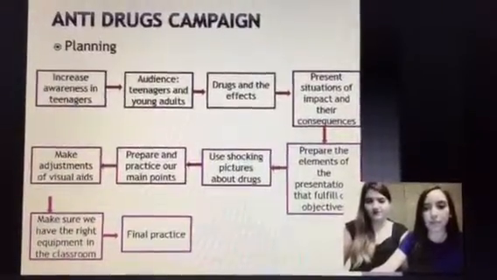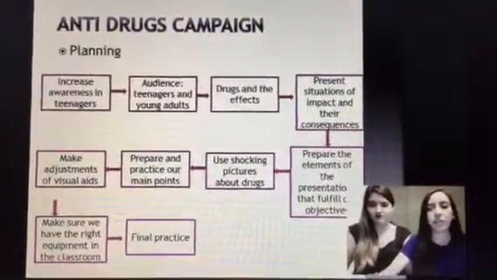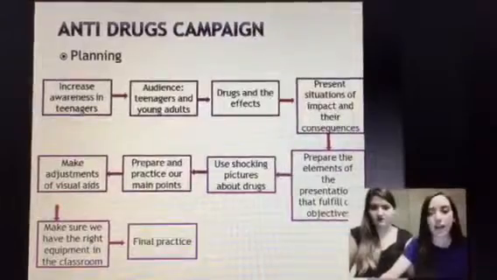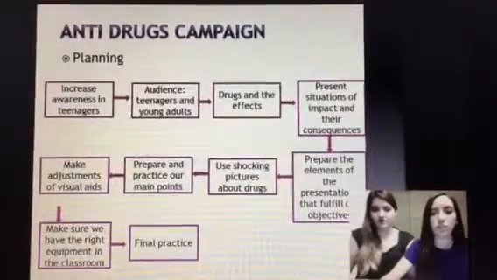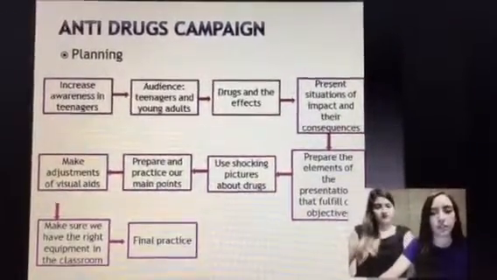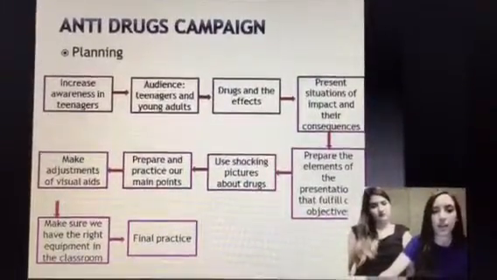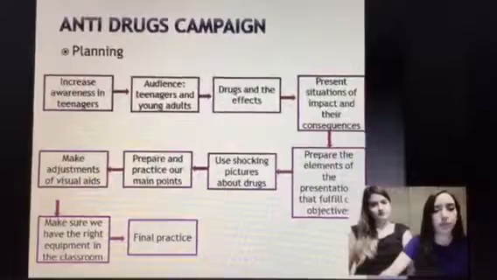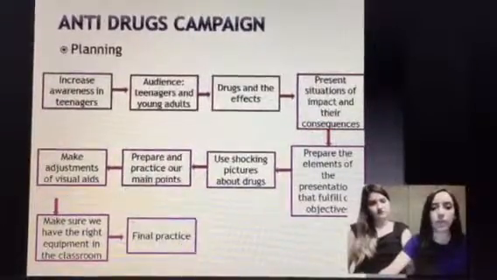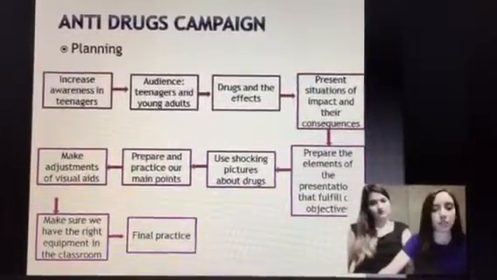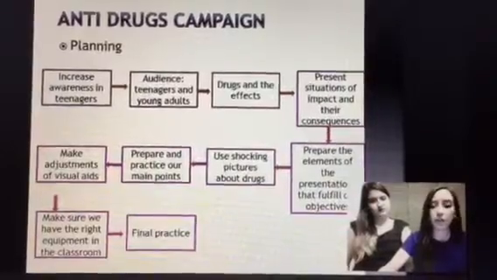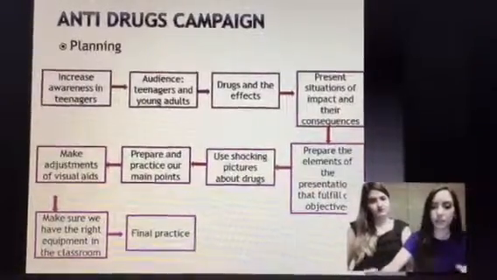We're going to present situations of impact and their consequences. We're going to prepare the elements of the presentation that fulfill our objectives. As visual aids, we're going to use shocking pictures about drugs. We're going to prepare and practice our main points, make adjustments of visual aids, and make sure we have the right equipment in the classroom. And we're going to do a final practice before the real presentation.